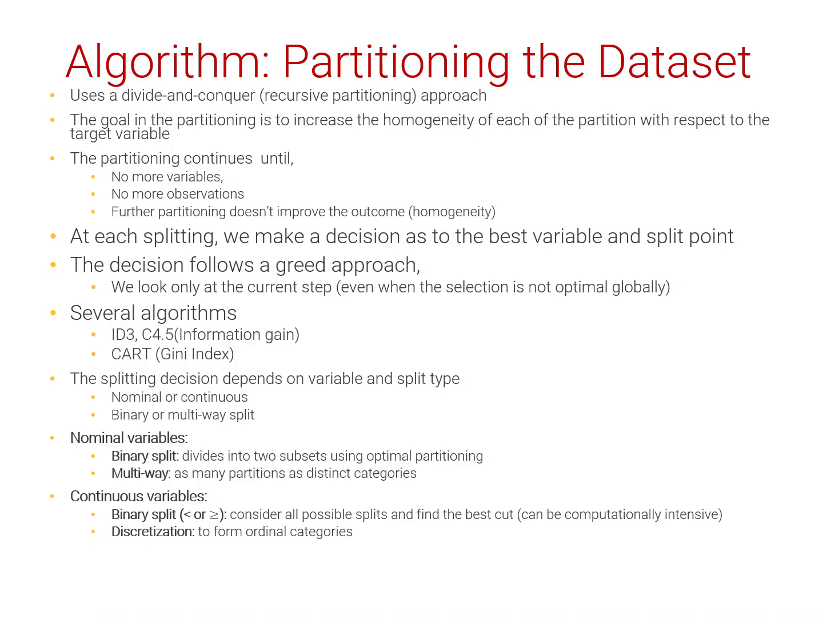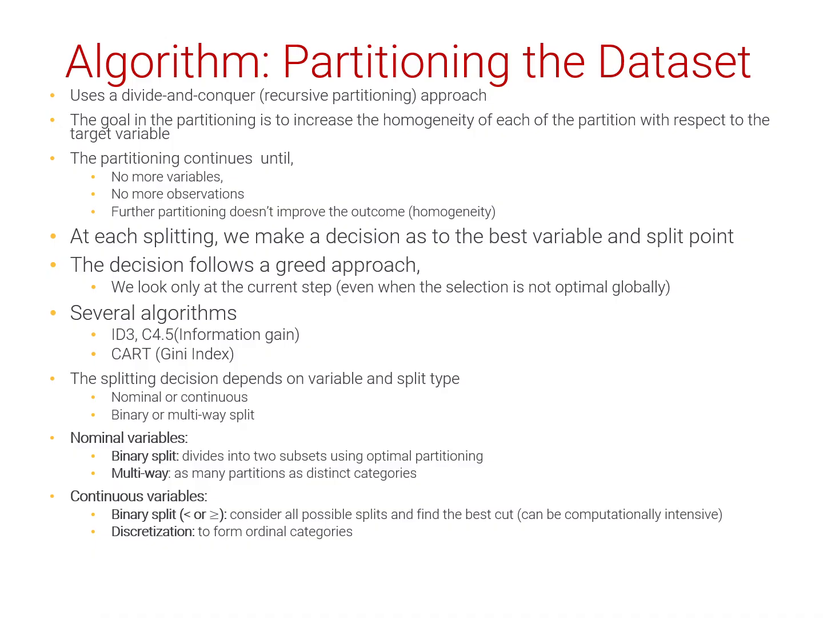The specific splitting decision depends on the type of variable being considered and the desired split type. For nominal variables, two common approaches are binary splits and multi-way splits. In a binary split, the variable is divided into two subsets based on an optimal partitioning. On the other hand, a multi-way split creates as many partitions as there are distinct categories for the nominal variable.